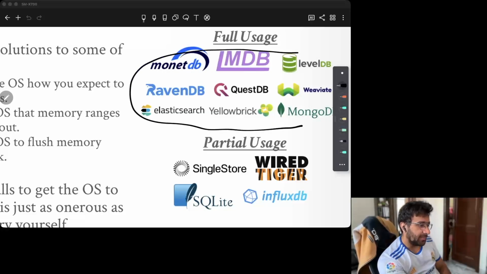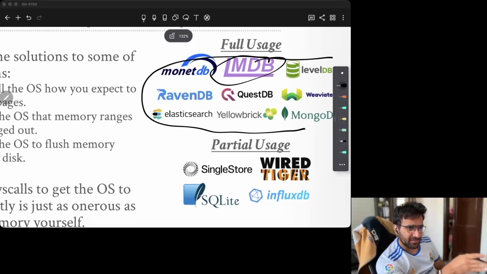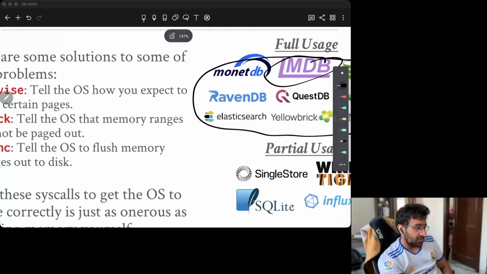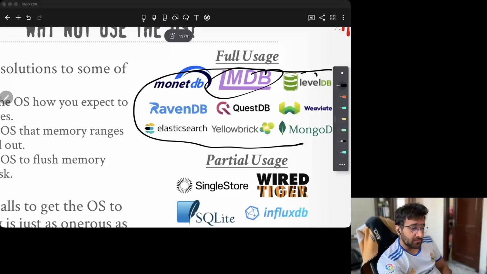These systems use mmap. LMDB is a very famous one; its name is based on memory mapped, I guess, Lightning Memory-Mapped Database. You need to search it, but it uses mmap very heavily. Then we have LevelDB, which came out of Google.